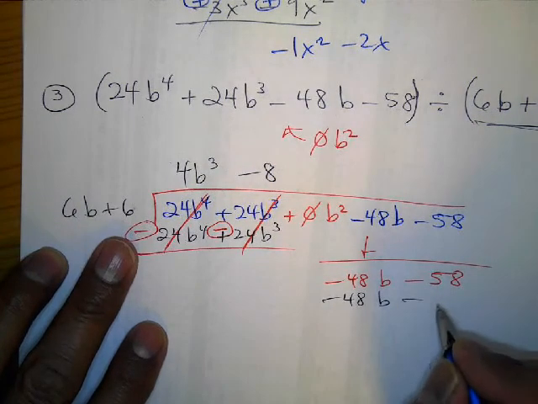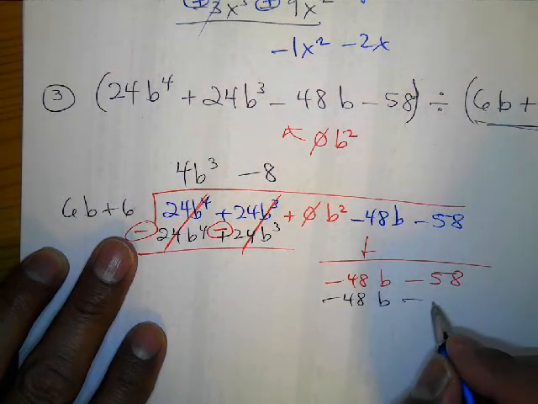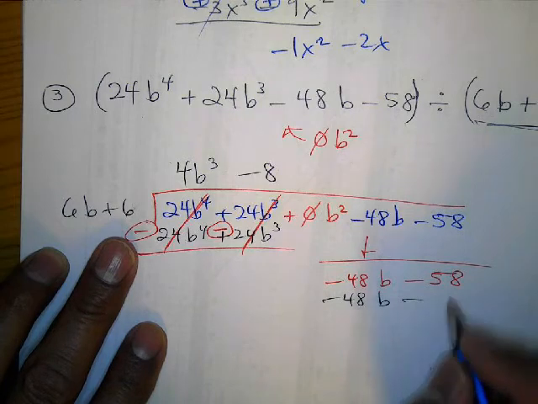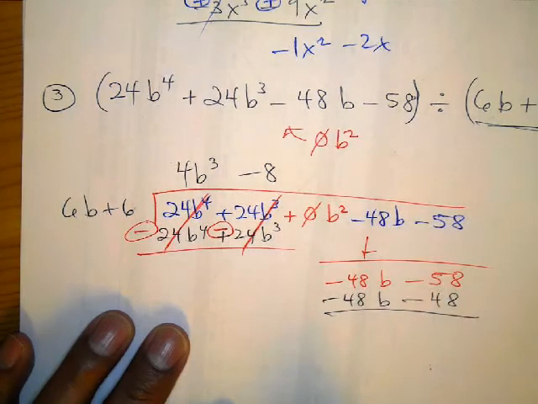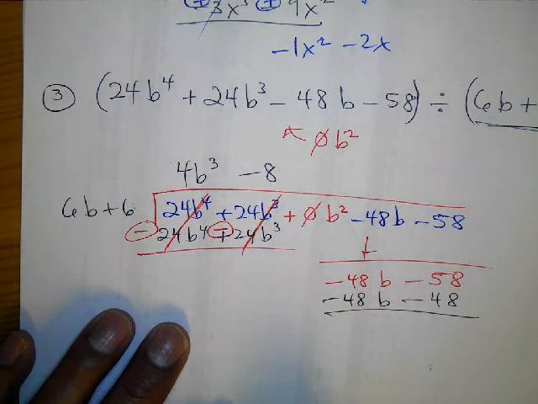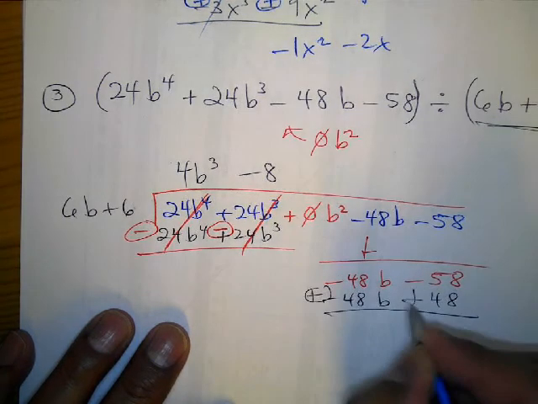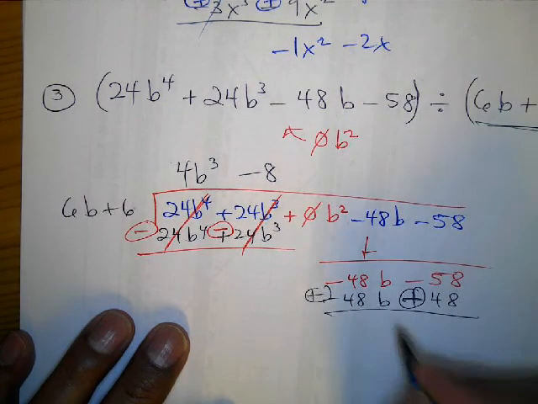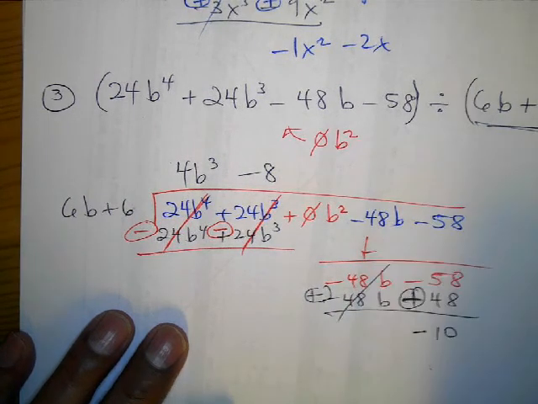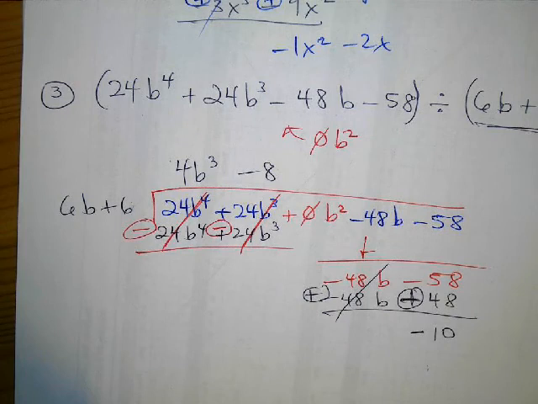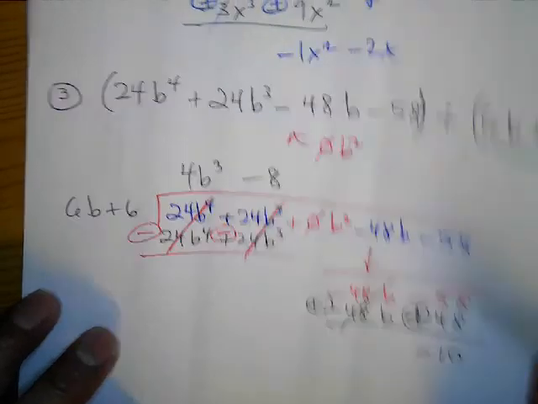Now we multiply this times this times this. That'll be negative 48b minus 48. Change the sign, subtract. And that'll be plus. That'll be a plus. And you're left with negative 10.